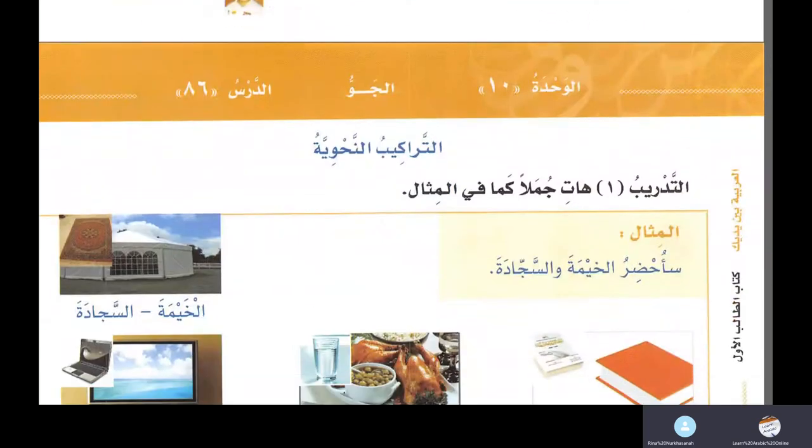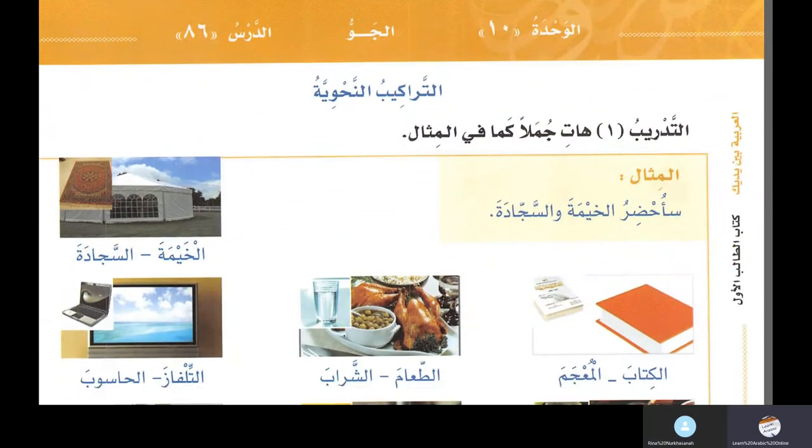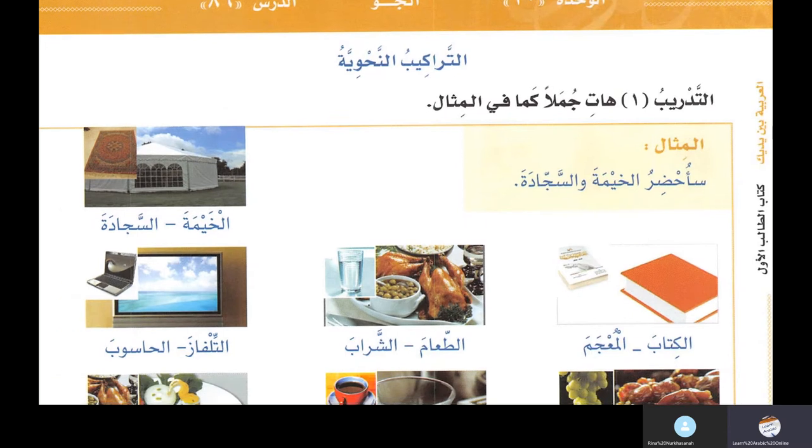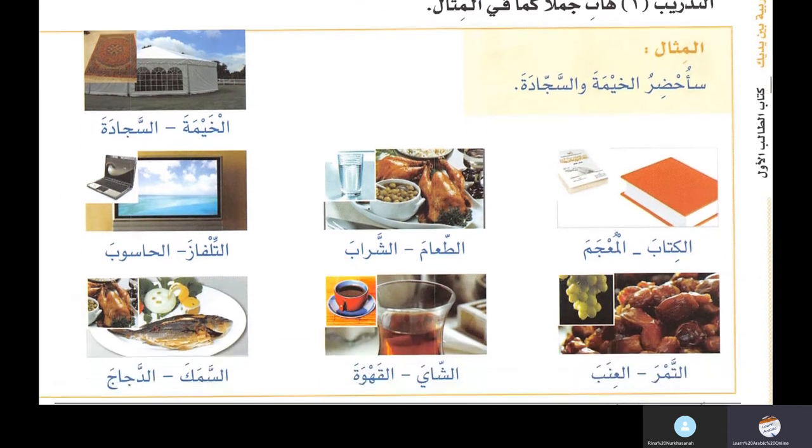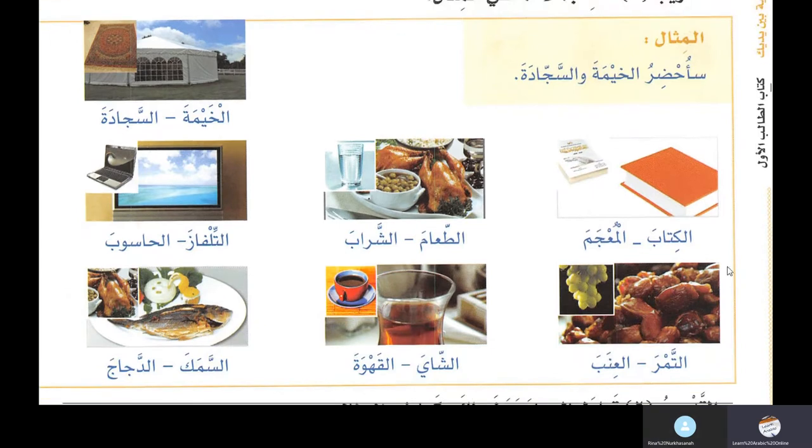Lesson eighty-six, grammatical structures. The first exercise: make sentences as in the example. The example: I will bring the tent and the rug. I will bring, so you will make a sentence for this one also. Why do we have fatha here? Because it is the object.